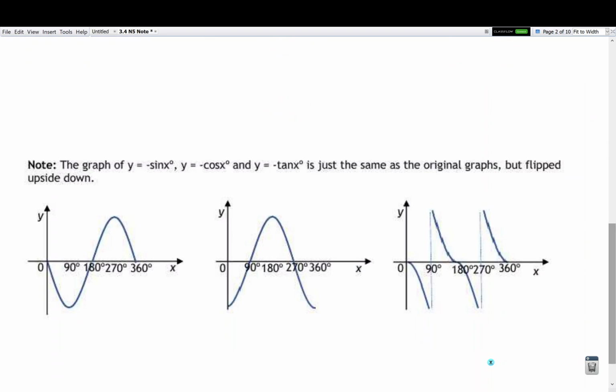Things to note at the bottom of your notes: if we have the graph of y equals minus sine x, or minus cosine x, or minus tan x, that minus 1 in front of the trig function basically starts in the same place and finishes in the same place, but it just goes in the exact opposite direction. So it goes down first, then up, rather than in our original one, where it went up, then down. And it's the same for the cosine, same for the tan.